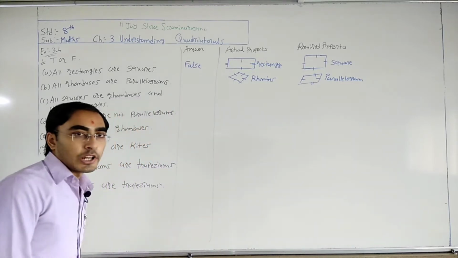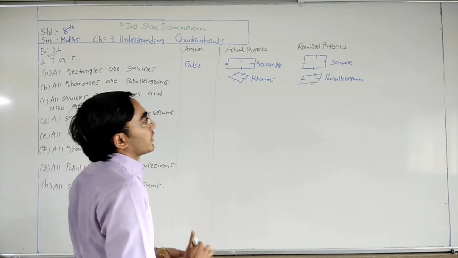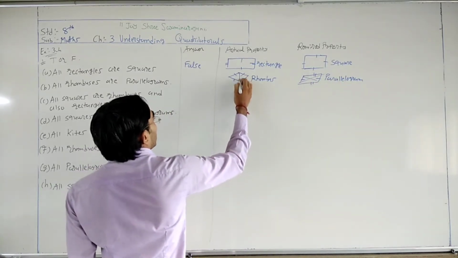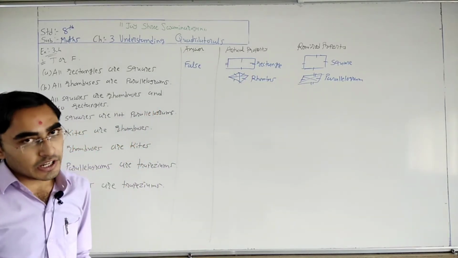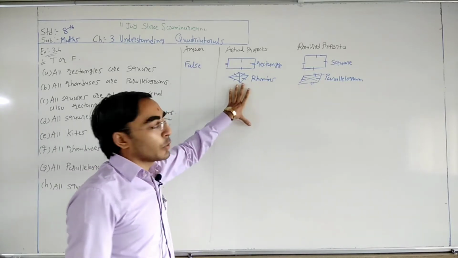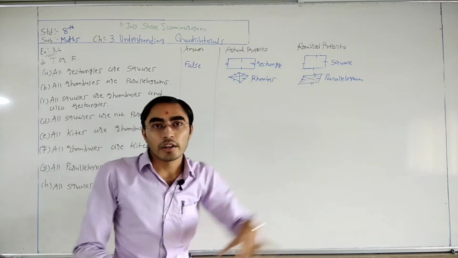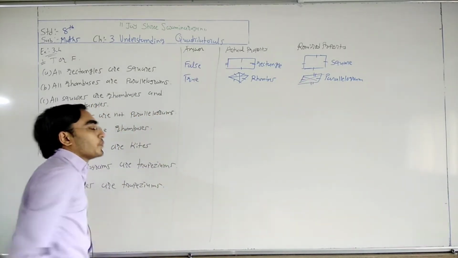Second thing, for a parallelogram, diagonals bisect each other. We already have that property in the rhombus, where diagonals bisect each other at 90 degrees. Here we want diagonals to bisect each other, and the rhombus has that property. That's why all rhombuses are parallelograms. That's why this statement is true.